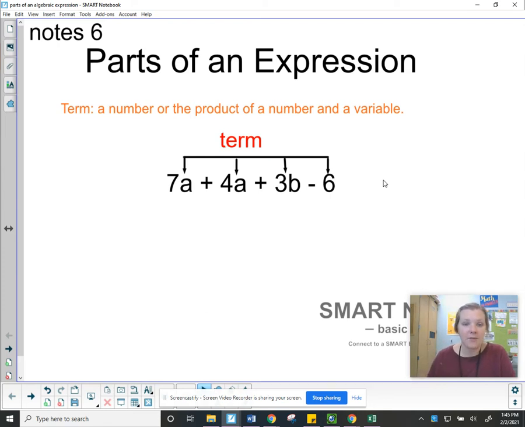As I go through these, if you need to pause this video in order to write down the definitions, go ahead. We're going to be adding to this expression. We're going to label all the vocabulary words on that one expression. So you might write that big and then add things to it.